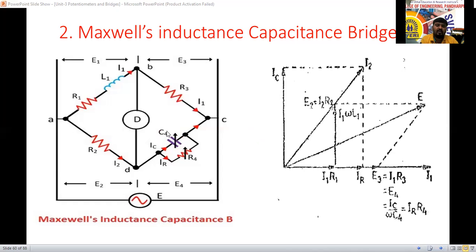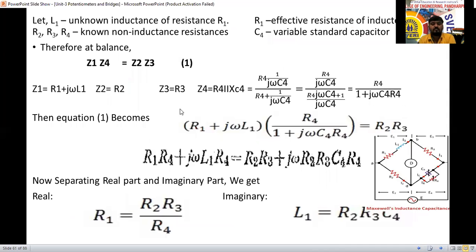So the unit of reactance is also ohm. The resistance unit is also ohm. So it acts as two resistances in parallel. So this term, the reactance term, we have to write here. Z1 we have written as it is: Z1 equal to R1 plus j omega L1. Z2 equal to R2.